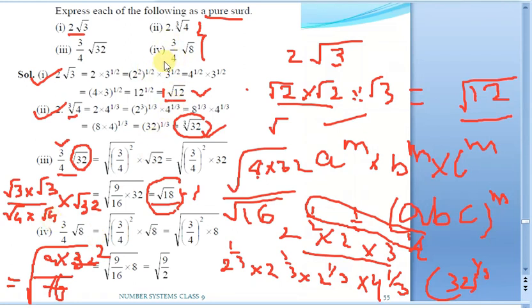Now see the last example for this one. It is going to be 3 by 4 root 8. Now as I told, here the order is what? Second order, right? Now try to express everything else in the second order form only. Now how can I write this 3? Even if you write 3 power 1 by 2 into 3 power 1 by 2, or root 3 into root 3, that is up to you. So let me write it as root 3 into root 3.